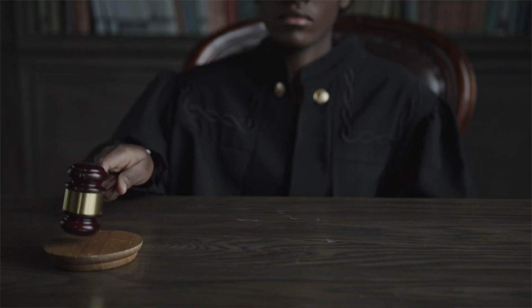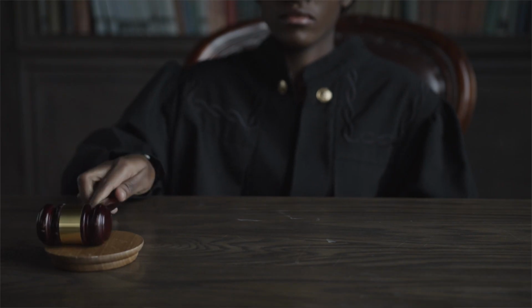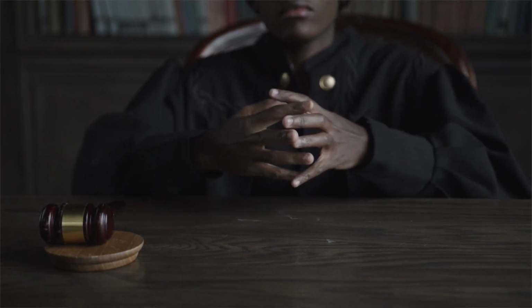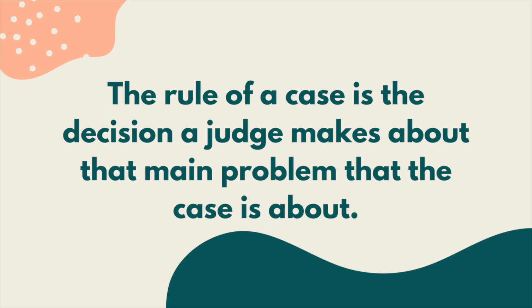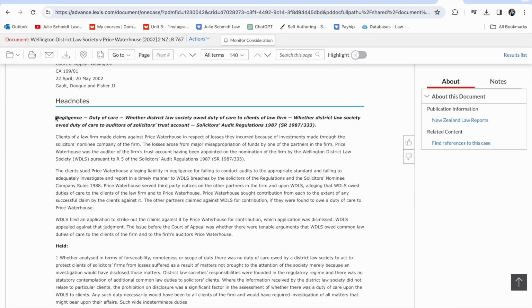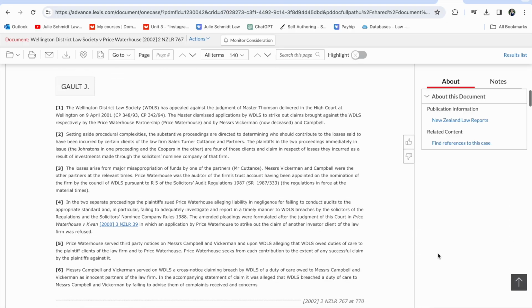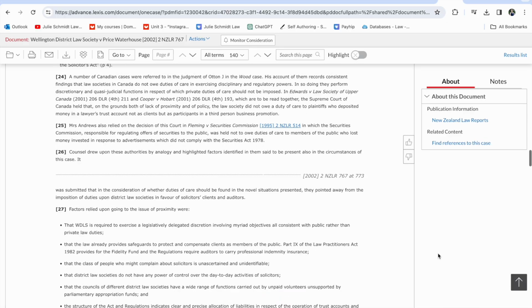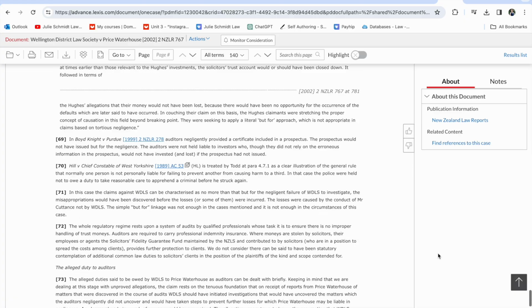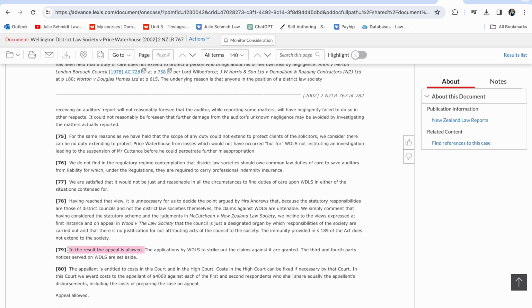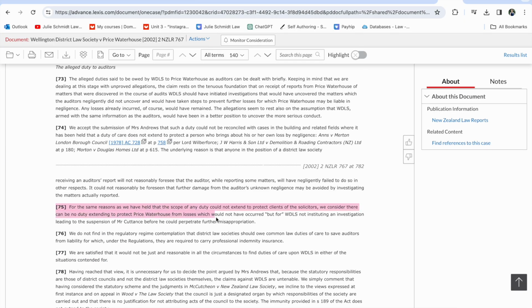In a case, there's always one or more main problems that a judge is making a decision on. The rule of a case is the decision a judge makes about that main problem that the case is about. To find the rule, some cases have a little summary at the top saying what the case is about and what the rule is. That's super handy if you have that. However, the best way to find the rule in a case is to read through the whole case and see what the main legal problem was and what the judge's decision was in relation to that main legal problem.